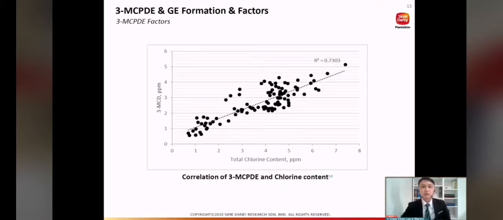Next. So to further investigate the precursors' effect on the 3-MCPDE formations, my colleague here, Dr. Tiang, has presented these correlations of 3-MCPDE and chloride contents with the R square of 0.73, and this correlation result has been published in one of the ACS papers, showing that chlorine is highly correlated to 3-MCPDE.